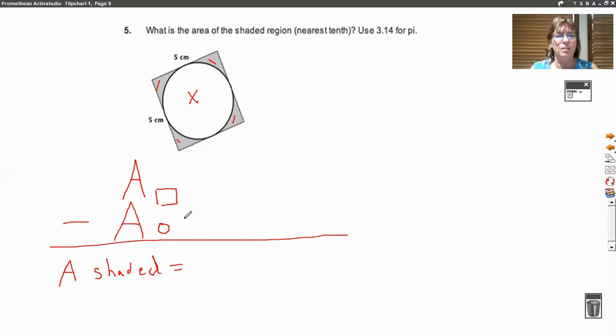So the first thing I do is I create a plan. And here's my plan. I'm going to take the area of the square, I'm going to subtract the area of the circle. That's going to give me the area of that shaded part here on the edges. The next thing I do is I put in my formulas. Well, for a square, it's base times height. And for a circle, it's pi r squared. So the second step is I always put in my formulas. Then the third step, I just substitute and solve. So my base times height is 5 times 5. And then here, it's 3.14.